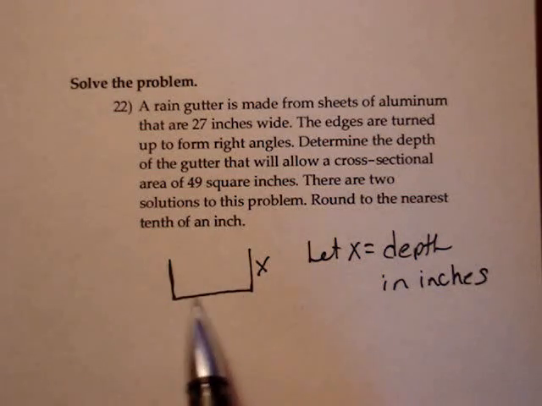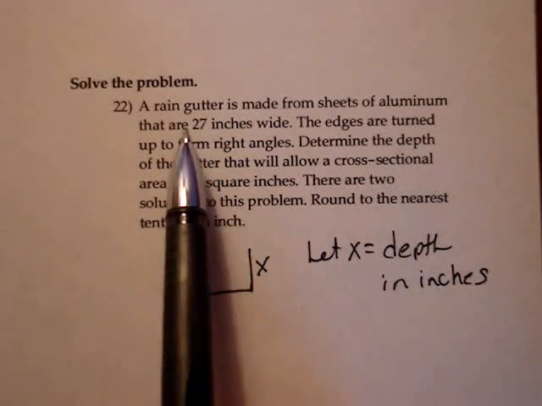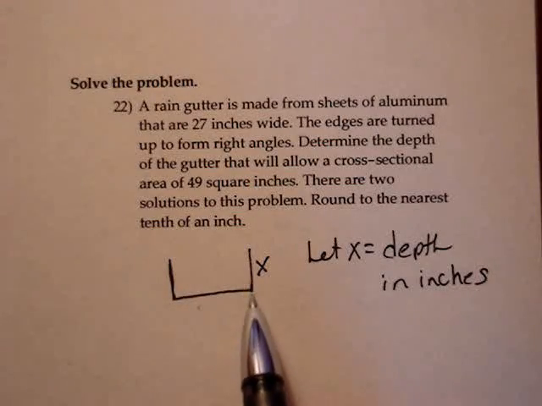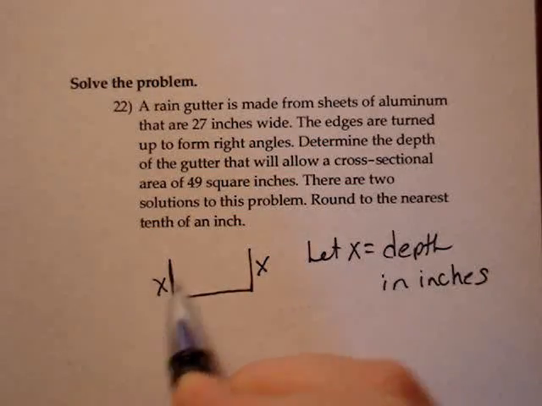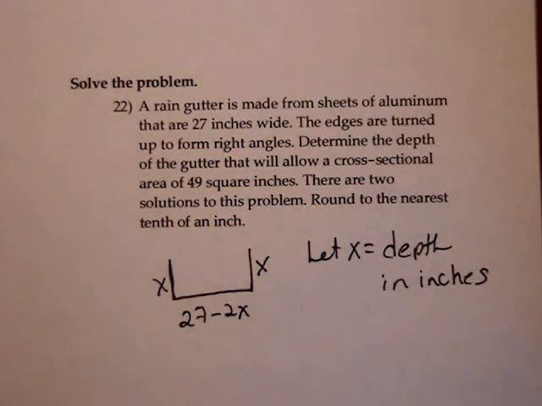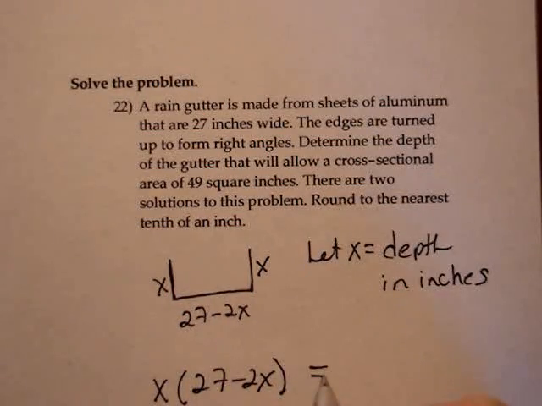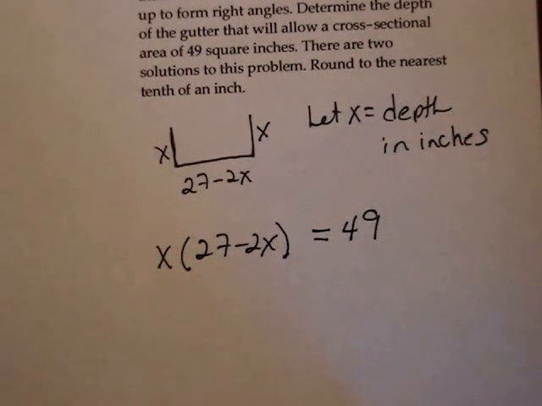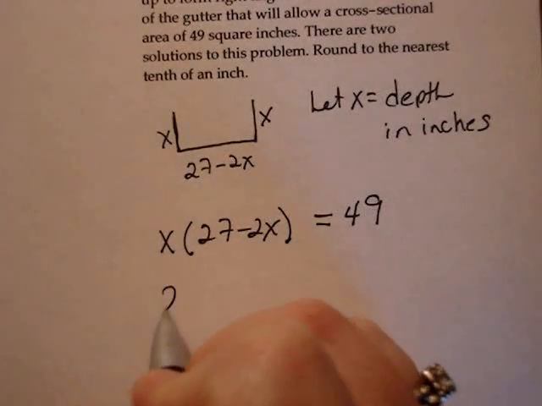then I need to figure out how wide my gutter is. So we come back here. This whole thing was 27 inches to begin with, 27 all the way around. If I used x for each side, then 27 minus 2x is what's left for the bottom piece, which gives me my width. Area is going to be x times 27 minus 2x, and they want that to equal 49 square inches.